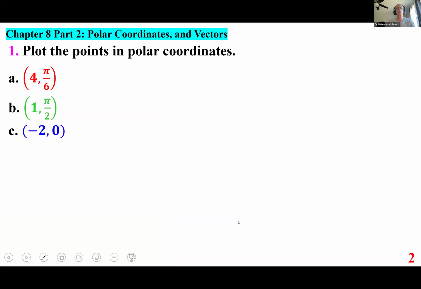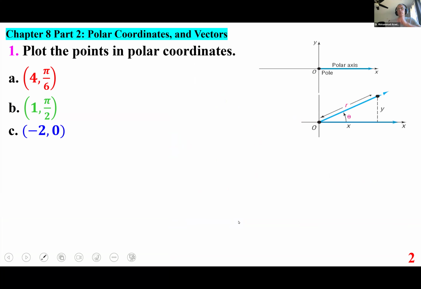Plot the point in polar coordinates. First, a reminder: what's the polar axis? If you go to a basic rectangular coordinate system, we have x comma y. In the case of a polar axis, we have r comma theta. So x comma y becomes r comma theta. In other words, x and y are distances from the axes, while r is the distance from the pole or the origin, and theta is the angle that it makes.